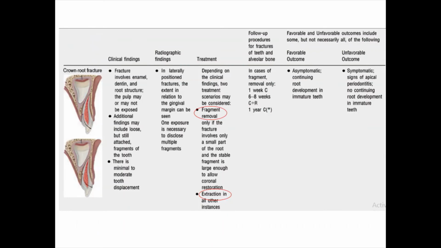If there is a crown root fracture, depending on where the fracture line is running, if the fracture involves the enamel, dentine and the root, with the pulp not exposed, or the tooth may be loose or attached to a fragment of the tooth, then we need to take a radiograph to check the fracture extent. The treatment that we can do is fragment removal if the fracture involves only part of the root and the stable fragment is large enough to allow the coronal restoration, or extraction in all the other instances.